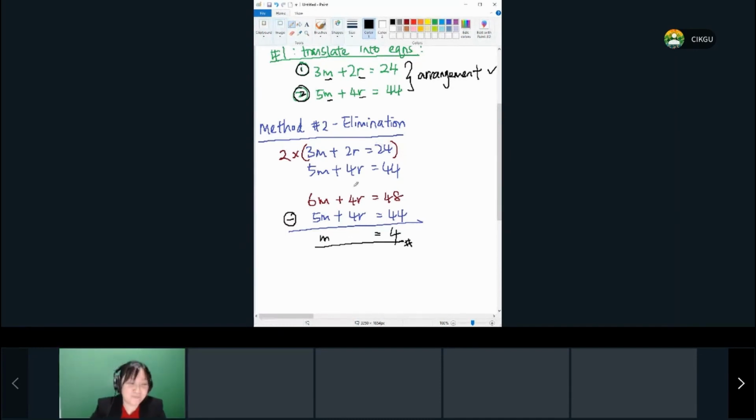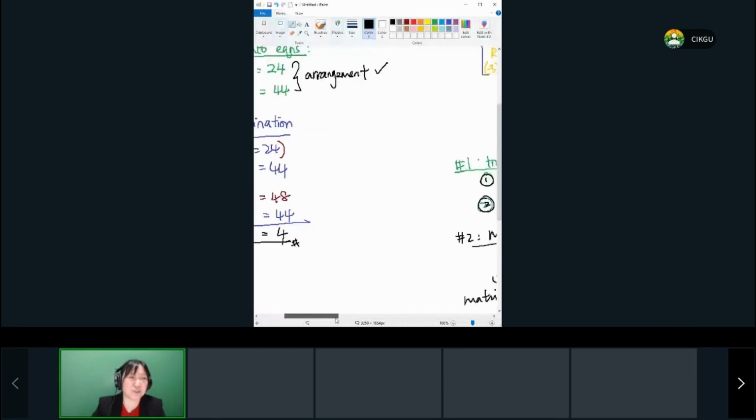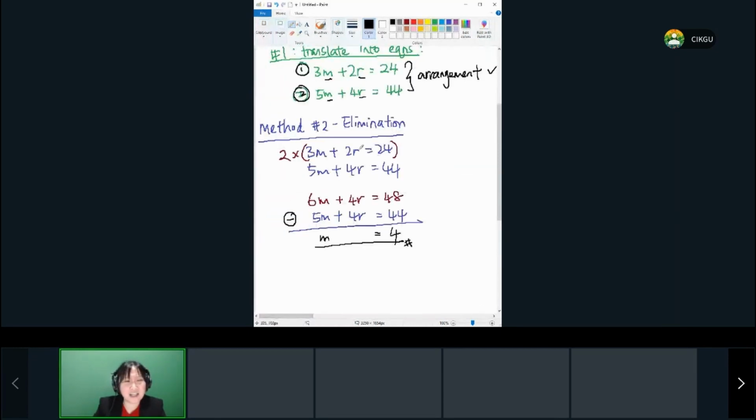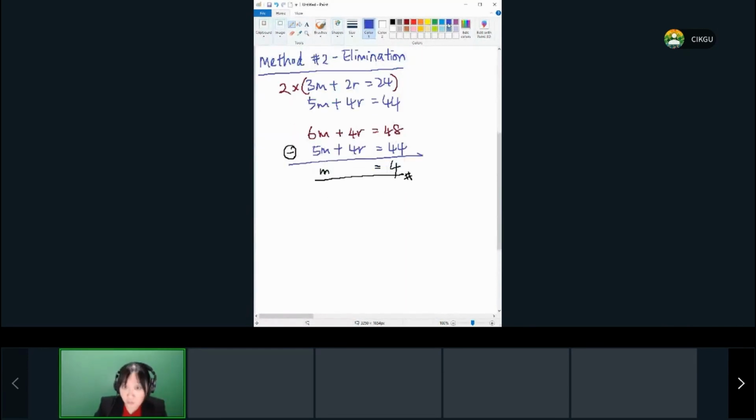Now, substitution. Some students say, teacher, you said learn elimination enough already, right? If you know how to do elimination, you don't need substitution. I say yes, I agree. If you know elimination, you really don't need substitution. But maybe some students prefer substitution. Some students, they prefer substitution. I will also show. Okay, up to you.